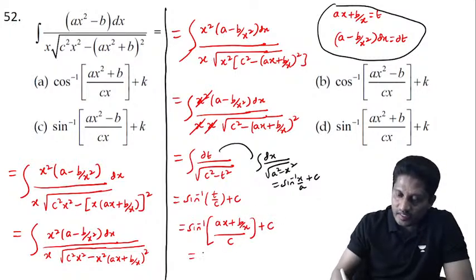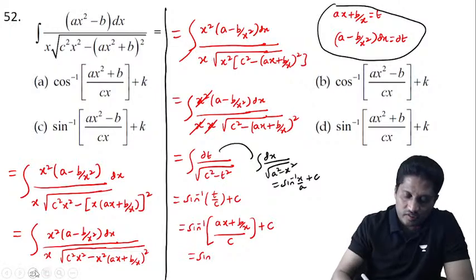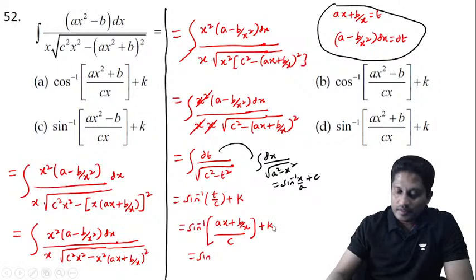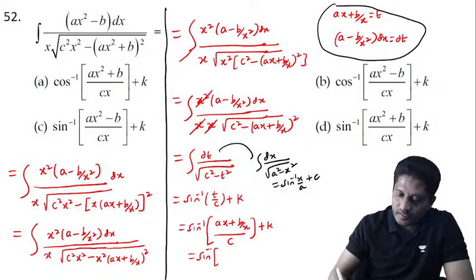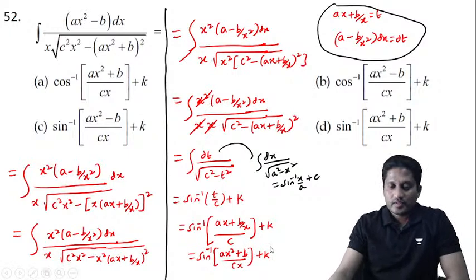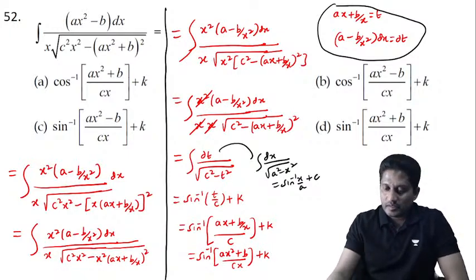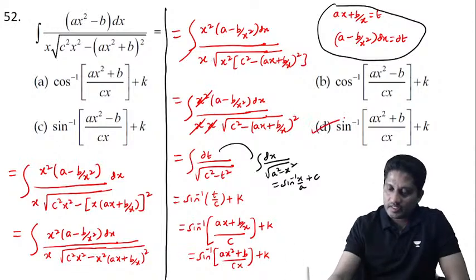That is, you get sine inverse of, c is a constant, k is a constant, so don't worry. Since c is already there, I'll take some other constant k. This fellow is also k. Now if I cross multiply, this is sine inverse of (ax square plus b) whole divided by cx, plus the constant k. So sine inverse of (ax square plus b) divided by cx plus k. Answer is option D.